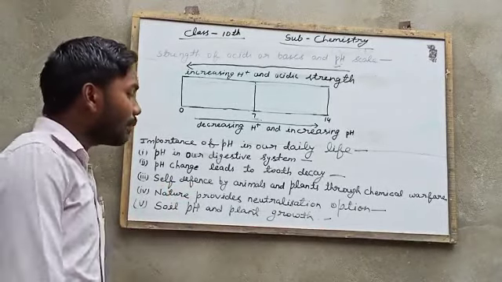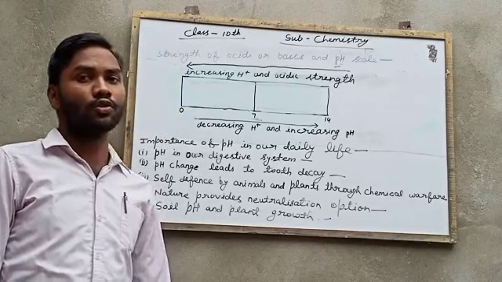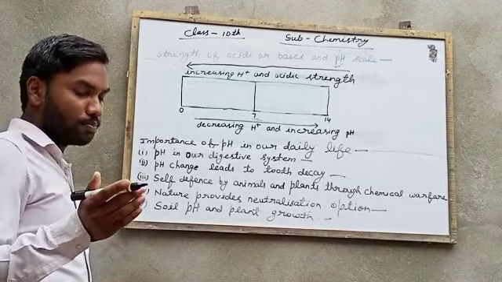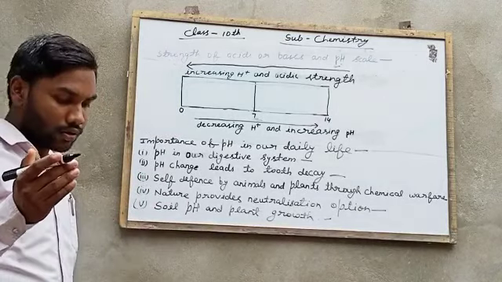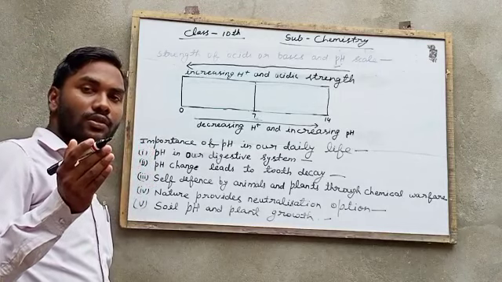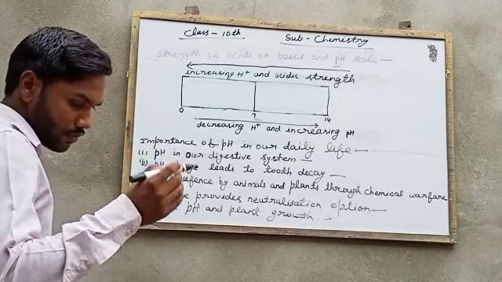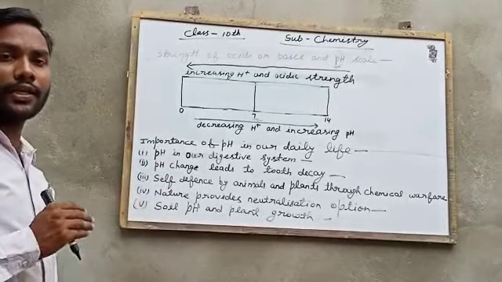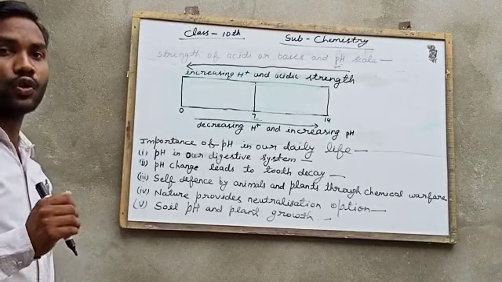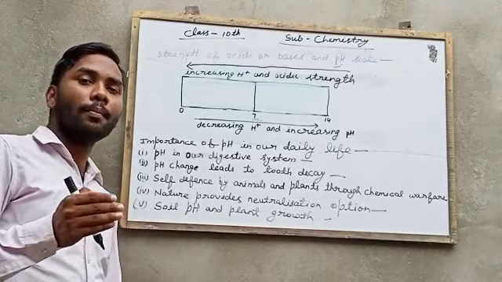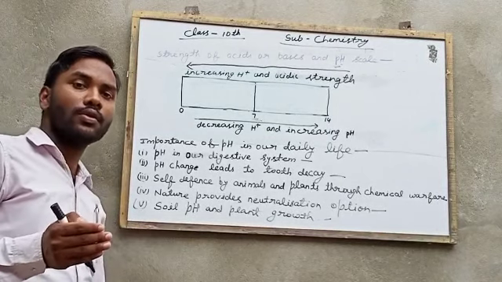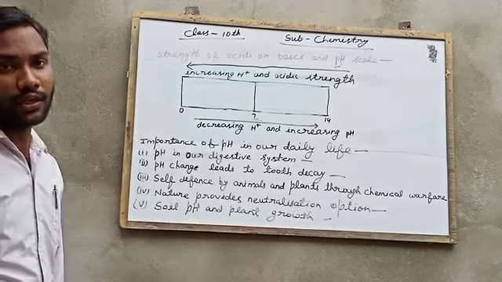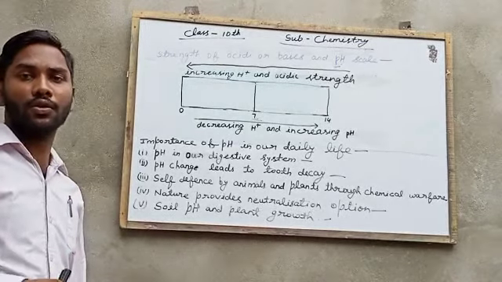Third one is self-defense by animals and plants through chemical warfare. We have already learned that bees and ants contain formic acid. When they bite us, it causes irritation. To cure this, we rub baking soda. Baking soda is basic in nature and it neutralizes the formic acid and gives us relief from the irritation.